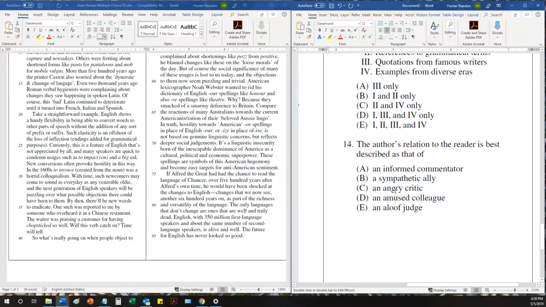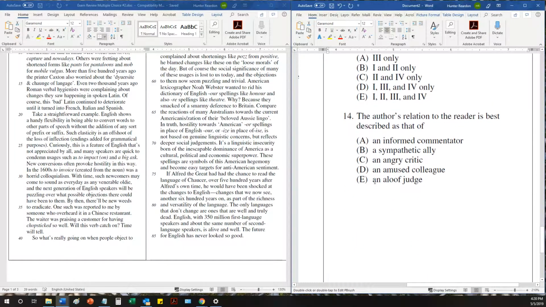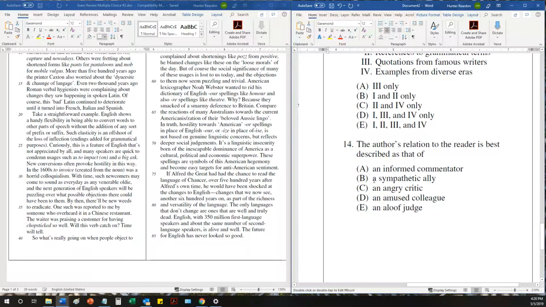14. Let's go ahead and work backwards through the answers here. So the author isn't an aloof judge. It's clear he has a perspective on language change in English. He thinks it's okay, right? And he thinks it's natural, and he sort of is playfully poking fun at those who historically have railed against it.